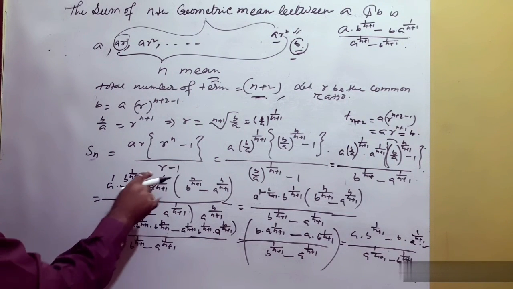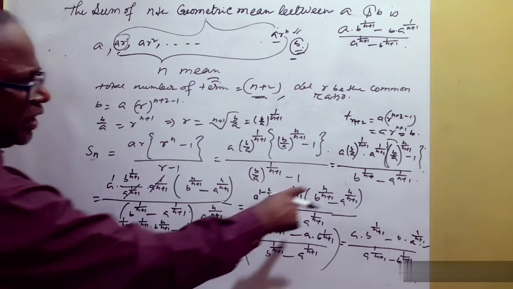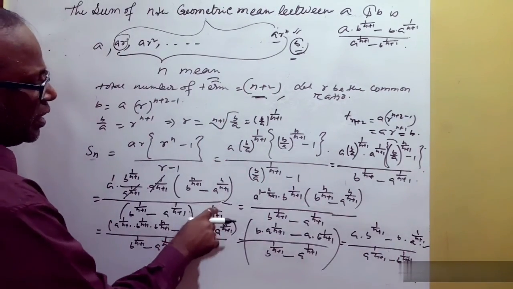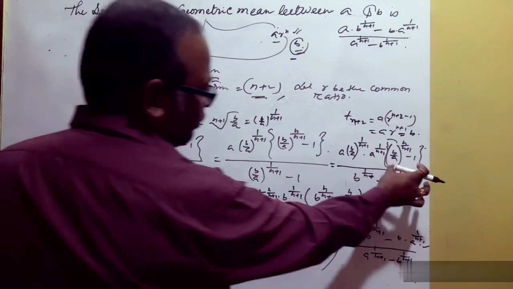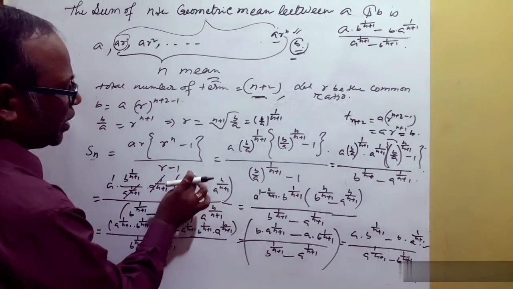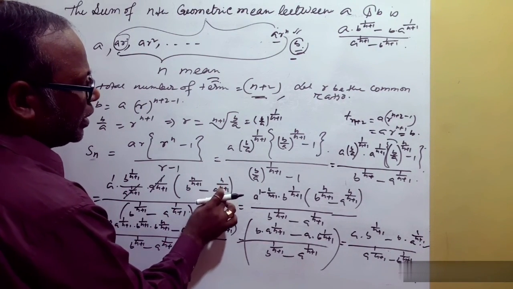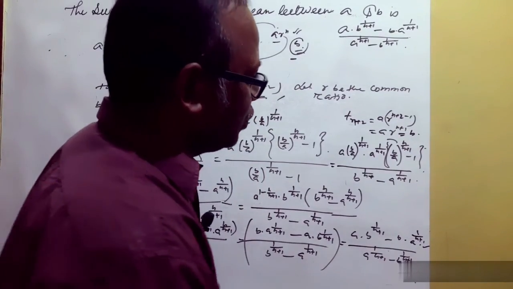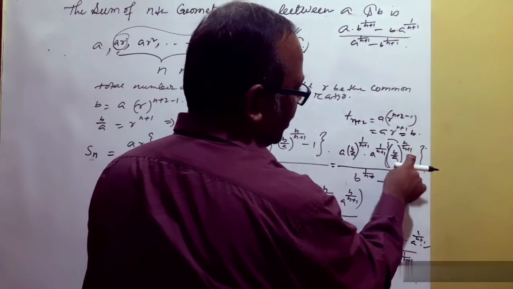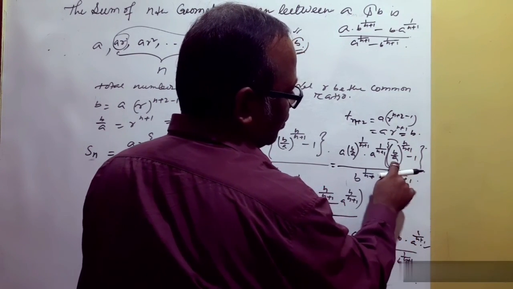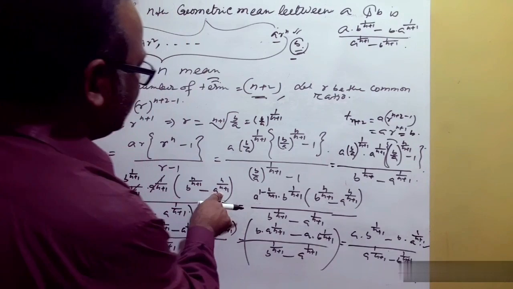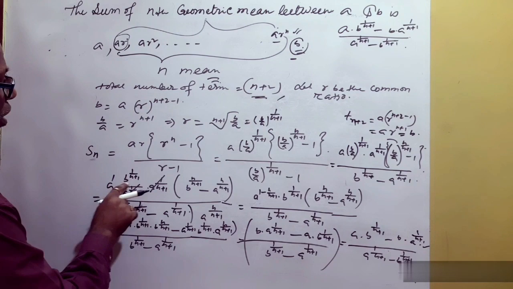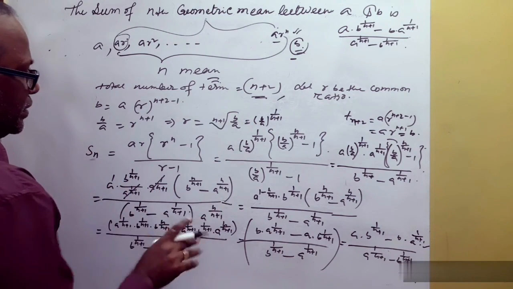So these two factors are cancelled, and within the bracket if we take the LCM, a to the power n by n plus 1, the value within the second bracket is b to the power n by n plus 1 minus a to the power n by n plus 1. Taking the LCM of this, within the first bracket we have b to the power n by n plus 1 and multiplied by 1 a to the power n by n plus 1. Now these two factors are cancelled. So what is left is a to the power 1, and b to the power 1 by n plus 1 within the bracket.